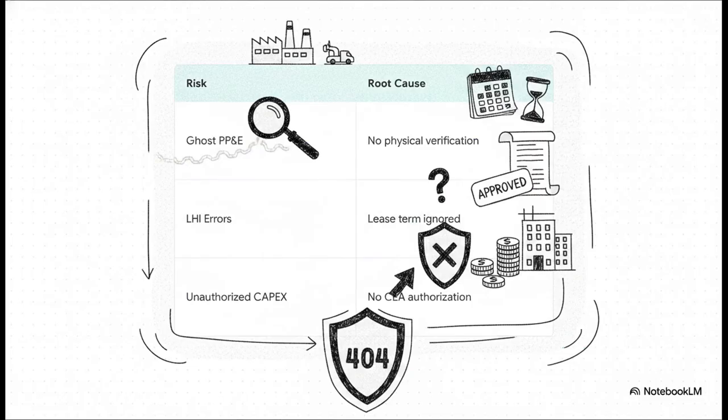To keep this financial disaster at bay, companies rely on a strict matrix of controls. Ghost PP&E? You stop that with regular physical verifications. Those tricky leasehold improvement errors we talked about earlier? You prevent those with proper lease term analysis. And unauthorized CAPEX is shut down by that rigid CEA approval process we looked at right at the start. Ultimately, proper SOX Section 404 controls are the shield guarding this entire lifecycle.